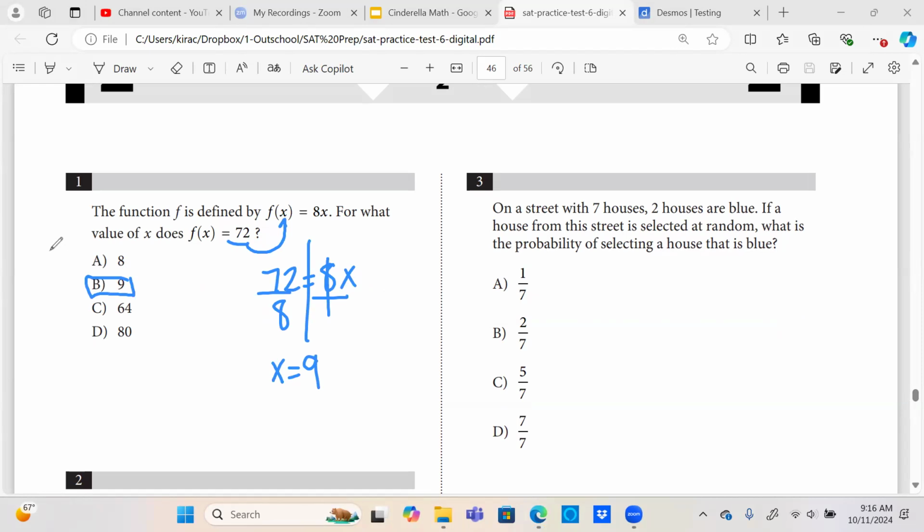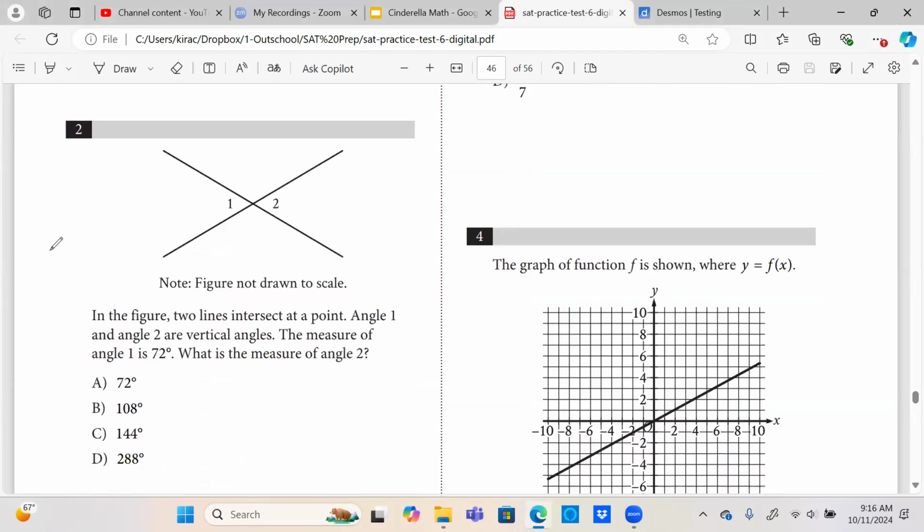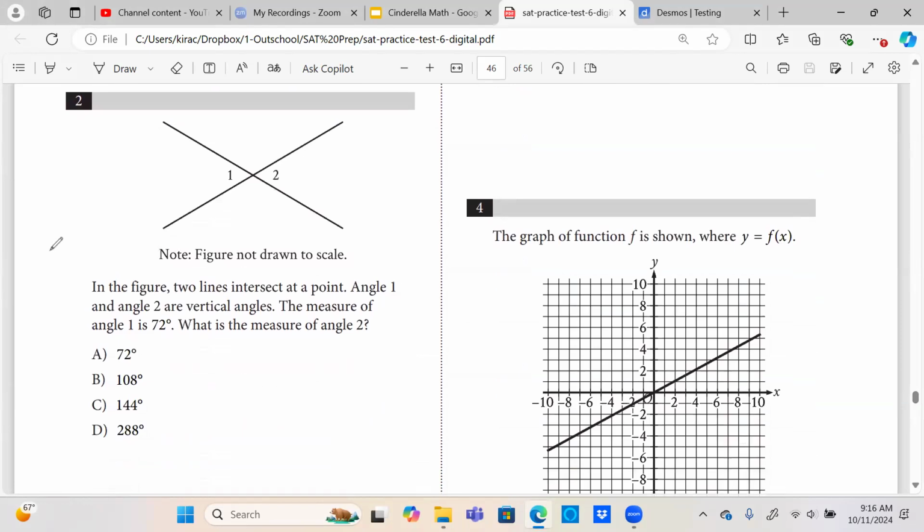Moving on. We have some vertical angles. In the figure, 2 lines intersect at a point. They tell us that angle 1 and angle 2 are indeed vertical angles. The measure of angle 1 is 72, and we need to know that verticals are congruent. So, boop, 72. Done.